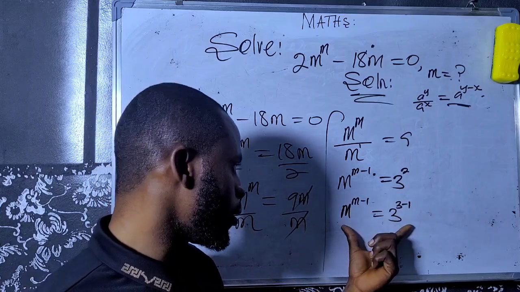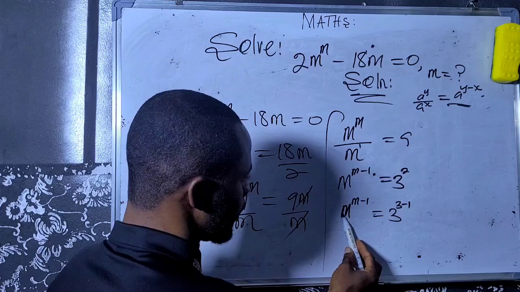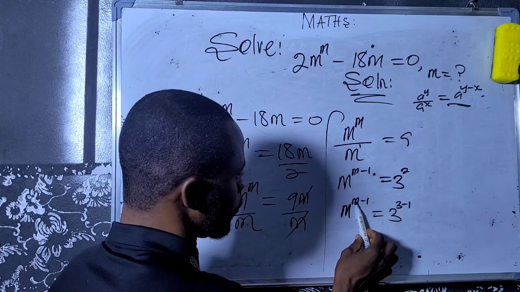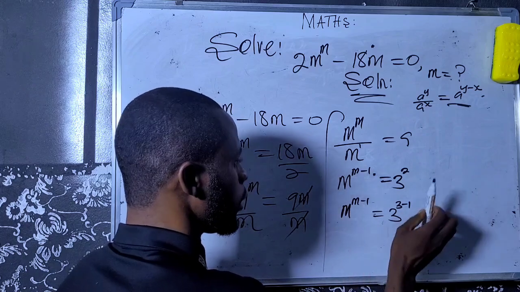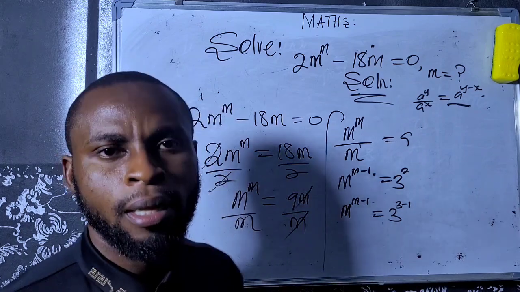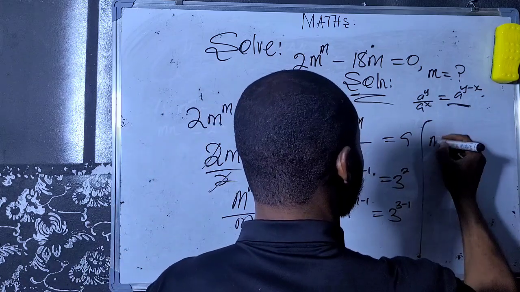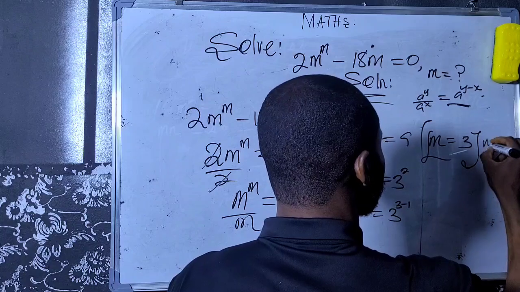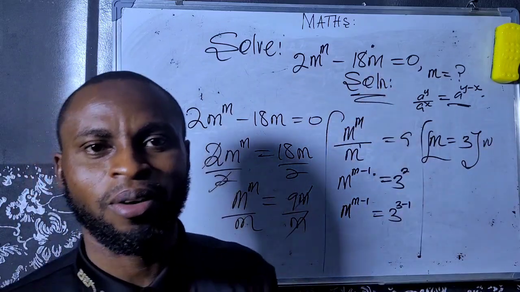Then as such, this is equivalent to base. As such, we have that base equals 3, m equals 3 here in the power. We also have that m equals 3, and we have minus 1 here, and we have minus 1 here. Then by comparison, we can summarize that m equals 3. And this is the value of m that will satisfy this given equation here on the board.